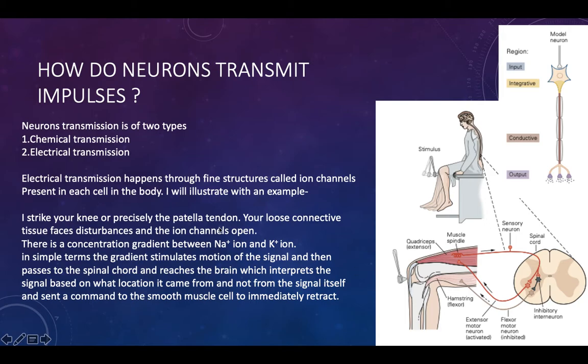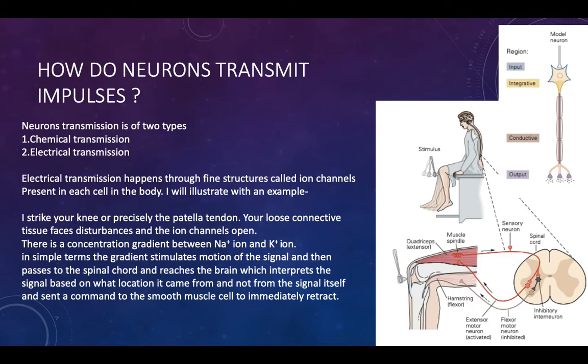They face disturbances and they have certain ion channels, which I'll show you in the next slide. These ion channels open, and there's a concentration gradient between sodium and potassium ions across the plasma membrane of the cell. Outside there's a higher concentration of sodium and lower concentration of sodium inside, and a higher concentration of potassium inside and lower concentration of potassium outside.